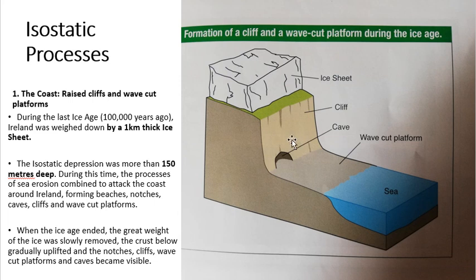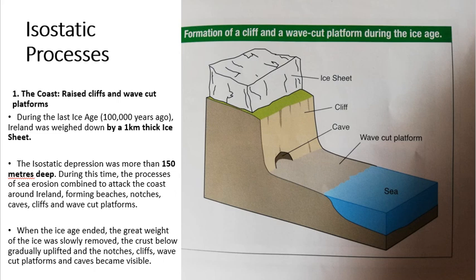Okay. Now, what happened when the ice age ended? When the ice age ended, the great weight of ice was removed. What happened then? The crust below, so the crust that was about 150 meters underwater, slowly started to rise up back out of the water. Okay, and these new features that were formed underwater were now visible. So things like caves, cliffs, and wave-cut platforms were now visible.